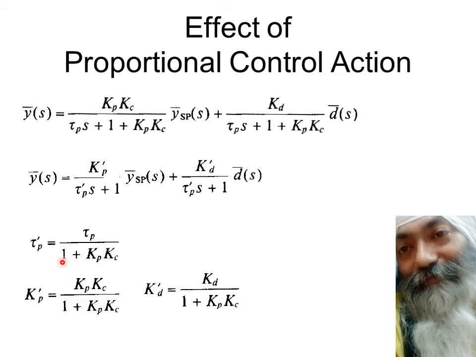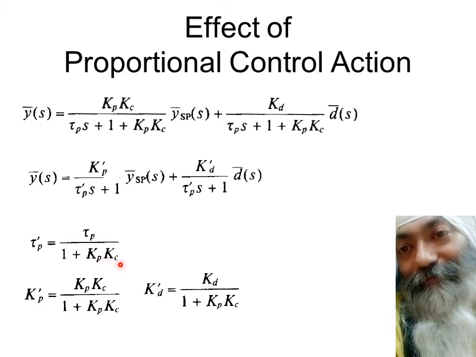So what do we see? That this tau dash p is tau p divided by 1 plus Kp Kc. Something more than 1 is getting divided. It means that this tau dash p is going to be lesser than tau p. Tau dash p lesser than tau p means that in the presence of proportional controller, the total overall time constant of the controlled process on account of the proportional control action becomes smaller, means the process becomes quicker.